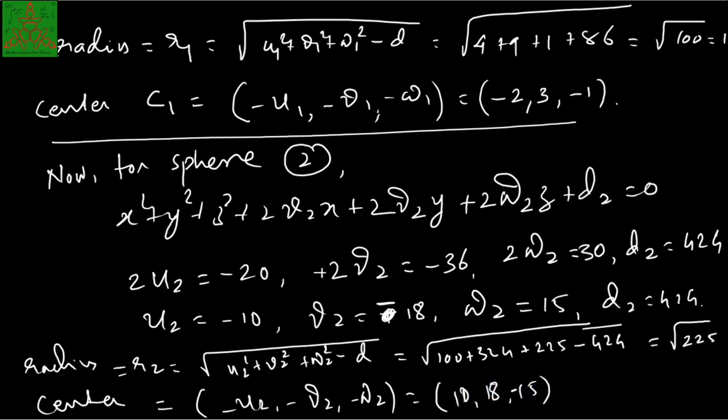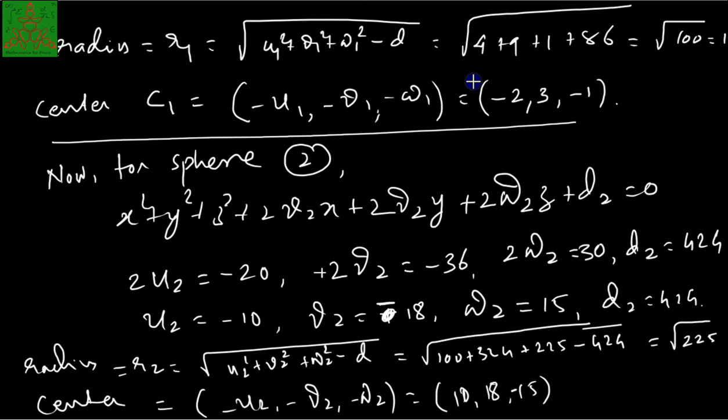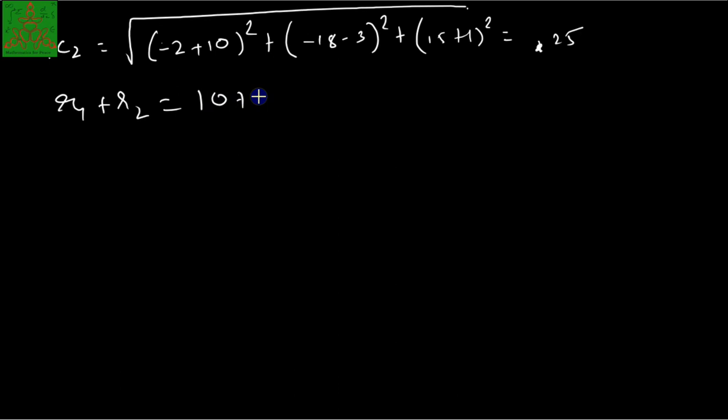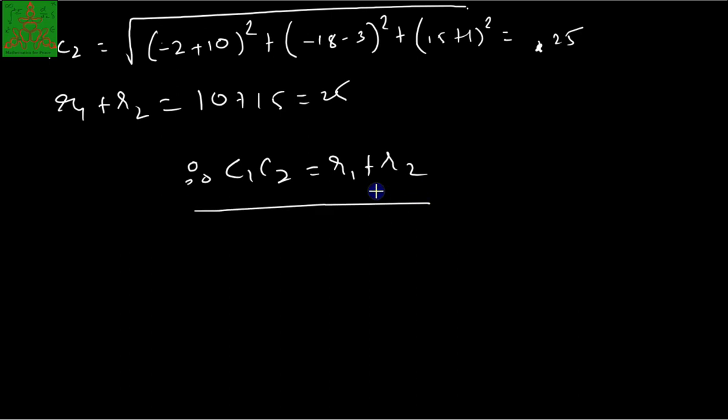Now let me calculate C1C2. C1C2 is the distance between these 2 points, that is the square root of minus 2 minus 10 whole square, plus minus 2 plus 10 whole square, plus minus 18 minus 3 whole square, plus 15 plus 1, that is 16 square. And you can check that this is nothing but 25. And R1 plus R2 is 10 plus 15, which is 25. So C1C2 is exactly the same as R1 plus R2. Hence we can say that these two spheres touch externally.